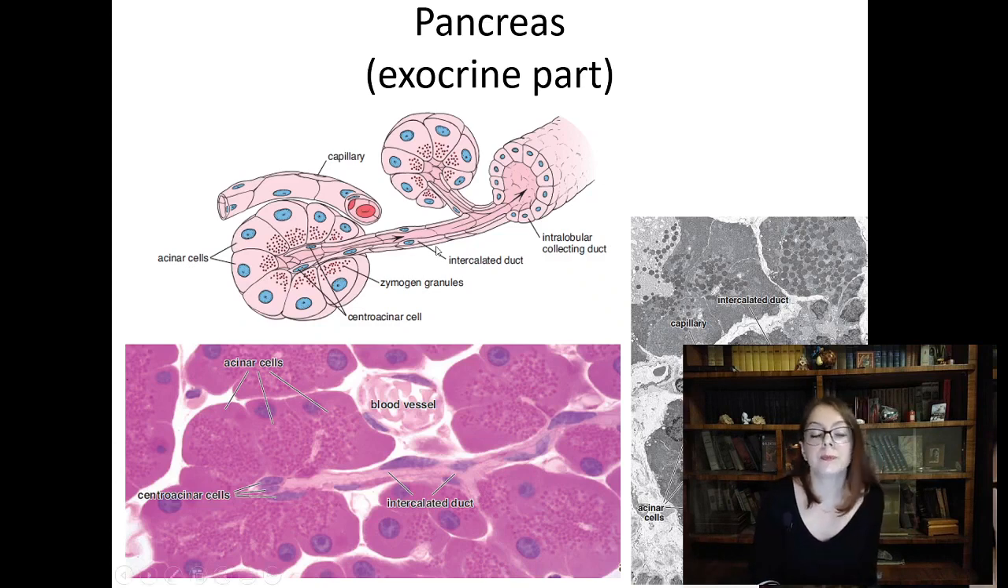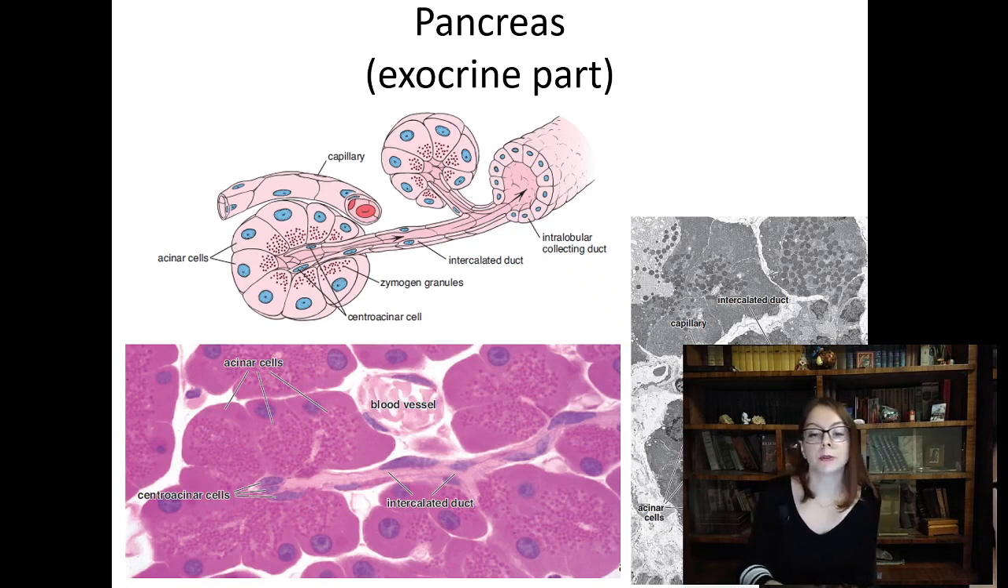So those intercalated ducts, you remember they were also present in the parotid gland. They are lined with a simple squamous or cuboidal epithelium, and centroacinar cells are known because they not only transport the pancreatic enzymes, but also they produce bicarbonate ions and water.